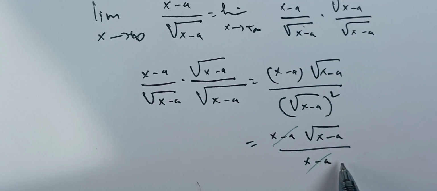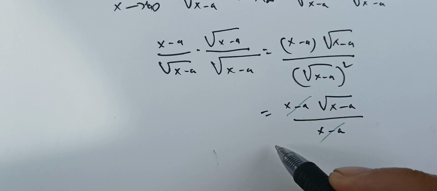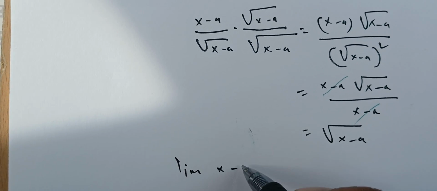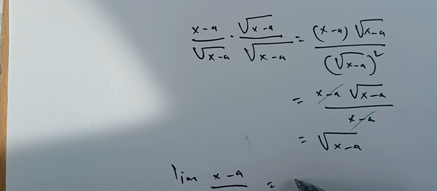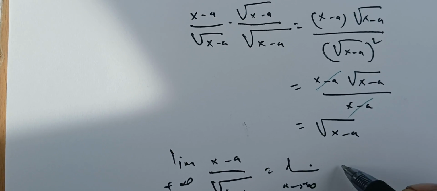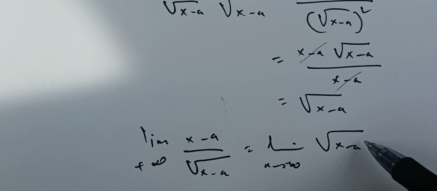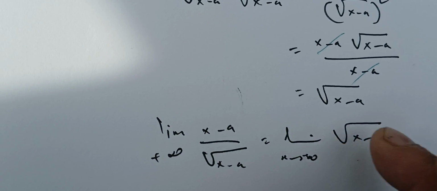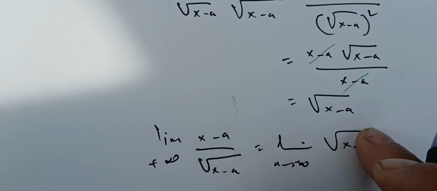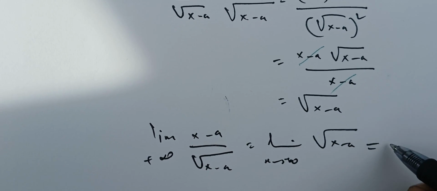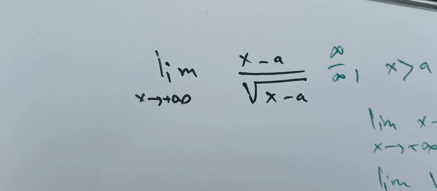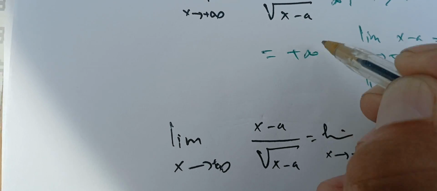And therefore, our limit now is, remember, I'm just computing this part. So this part gives me the square root of x minus a. Therefore, this limit is the same as the limit of the square root of x minus a. But this is just infinity, because x is bigger than a, and as x gets bigger, this number gets bigger, and therefore it's plus infinity. So the limit of this quantity is plus infinity.